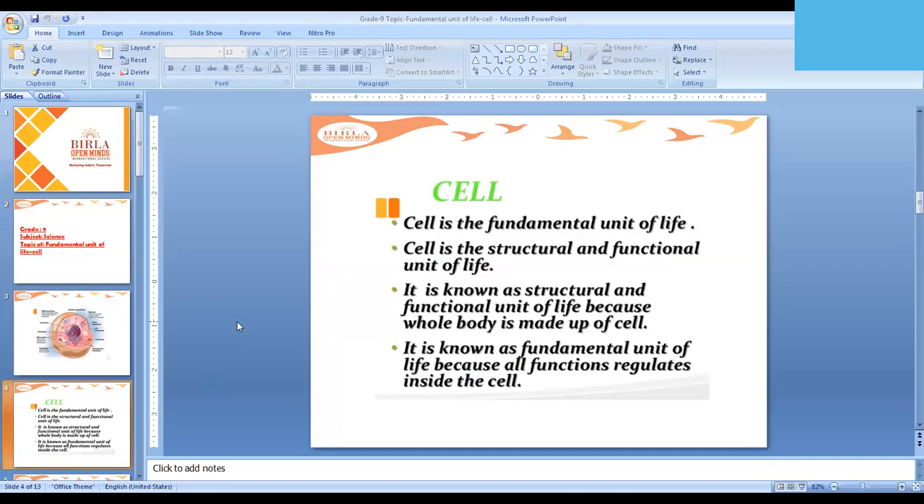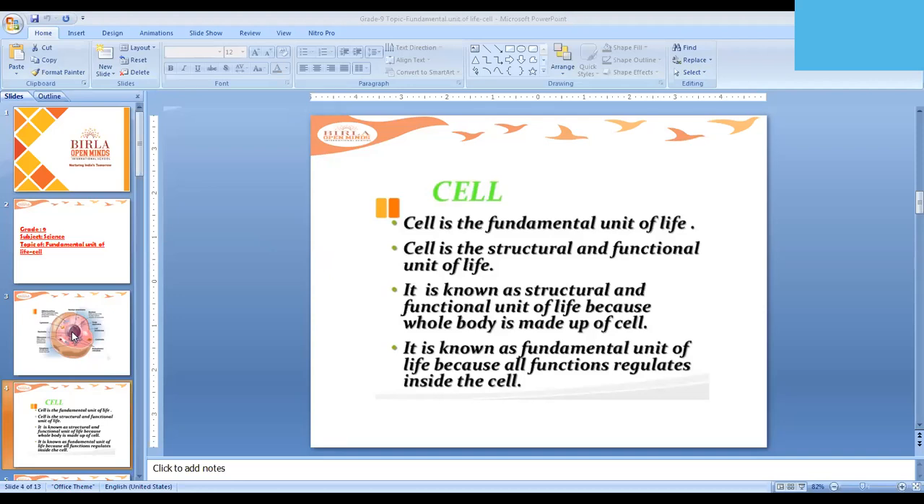Because the whole body is made up of cells. There are so many minute cells which combine together to form tissues. We all know that tissues combine to make organs, and organs combine to make organ systems, and then a complete human being. In a complete human being, there are so many organs and tissues, isn't it? So our body is organized in a very well manner. For this purpose, the cells are used. They perform so many types of functions. That's why a cell is known as the fundamental unit of life.